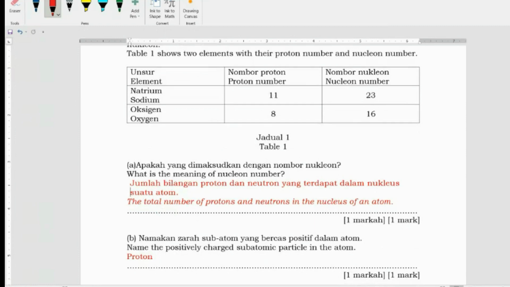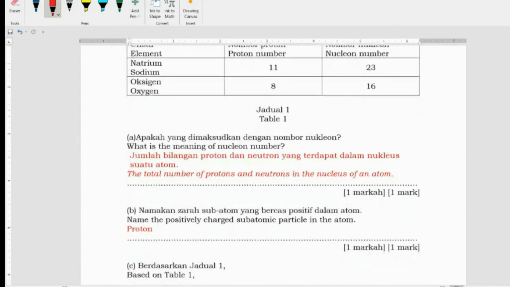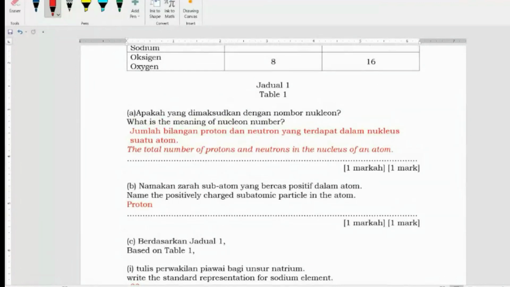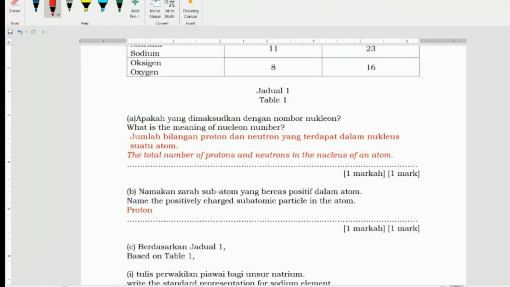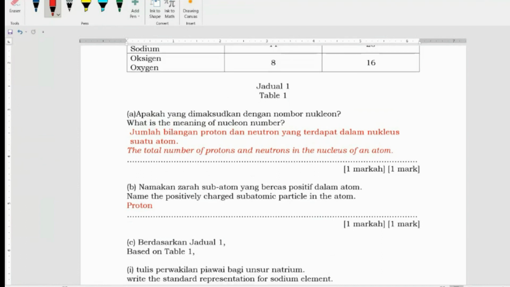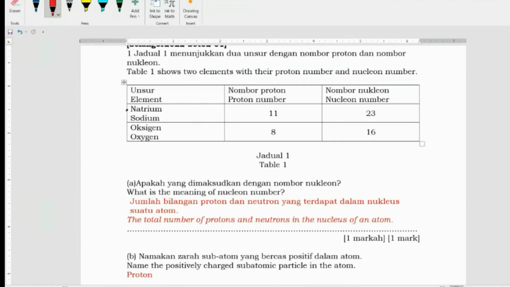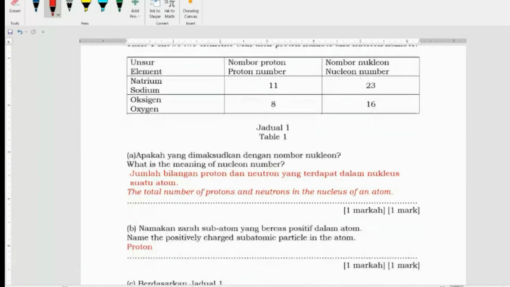If negatively charged, class, if negatively charged, electron. Yes, electrons. Very good, Willie. Okay, based on the table, write the standard representation for sodium element. Teacher asks you to write now the standard representation for sodium. Sodium is here, right? Proton 11, nucleon 23.